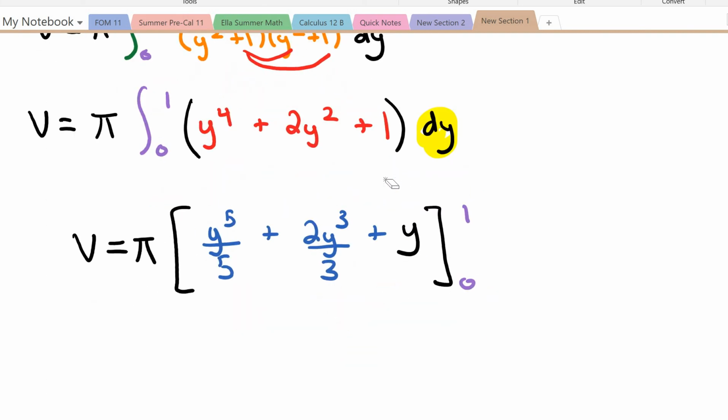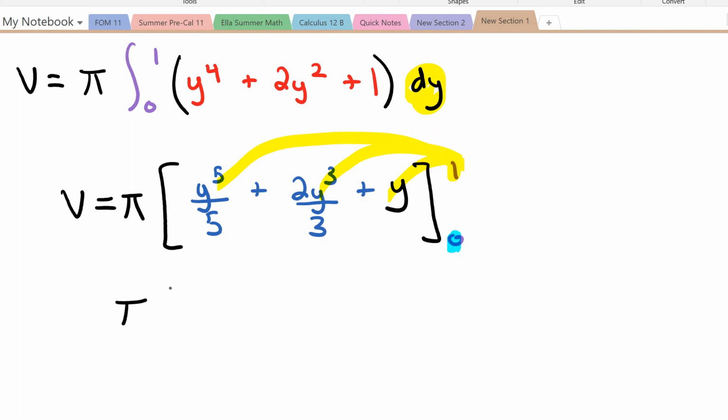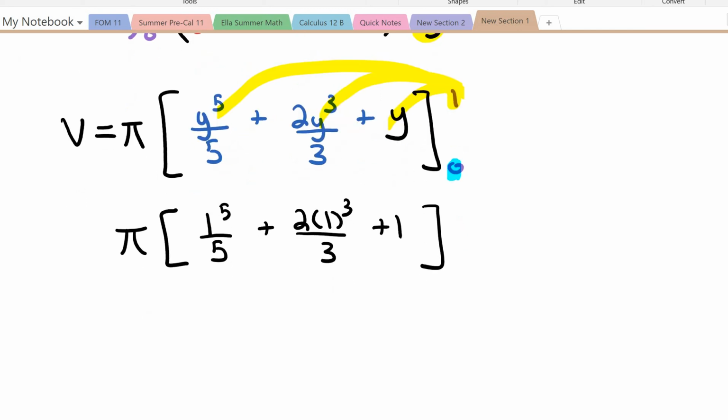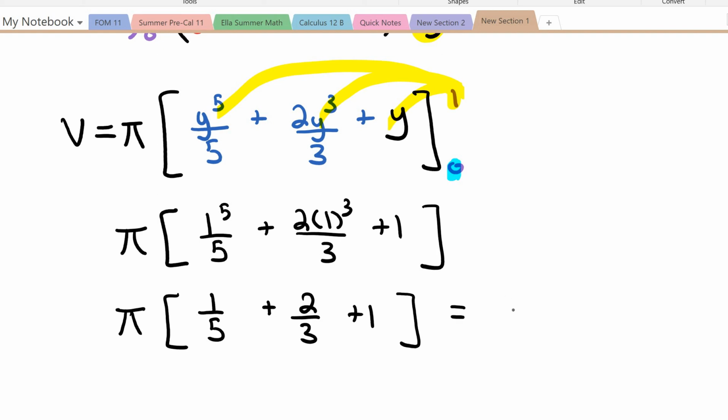Now, the good news here is when we're applying the fundamental theorem of calculus, we only need to consider the upper bound, because when we insert 0 for our lower bound, everything goes to 0, so we just need to calculate the upper bound here. So that's going to be 1 to the power of 5 over 5 plus 2 times 1 cubed divided by 3 plus 1. If I evaluate this, this will be pi times 1 over 5 plus 2/3 plus 1. If you simplify the fractions and add everything up, you should get 28 over 15 times pi. And that's your final answer for that one.